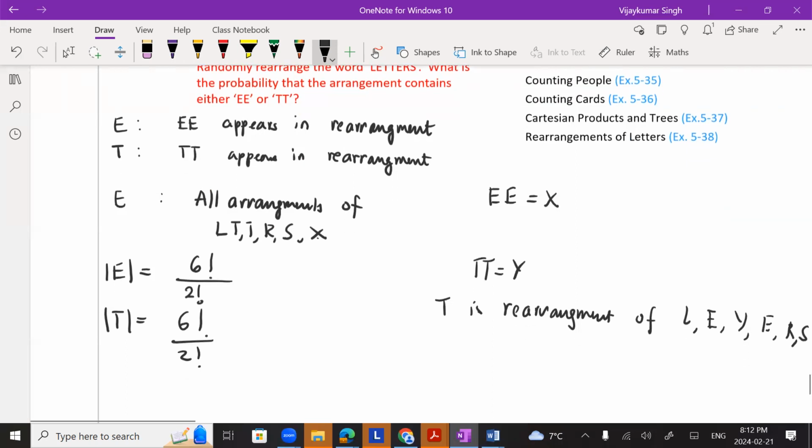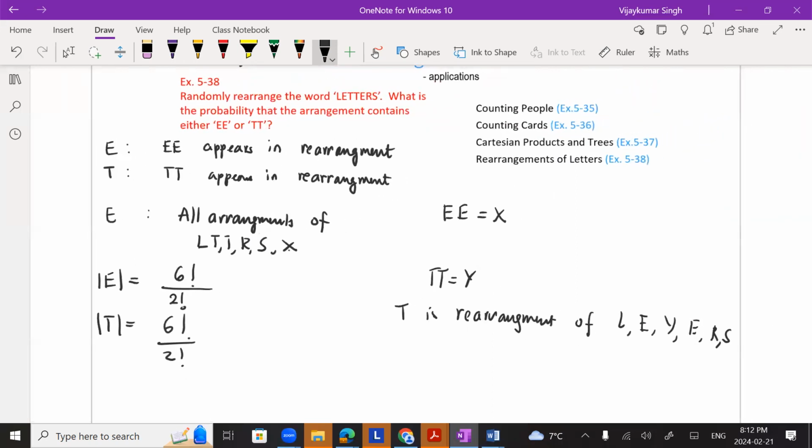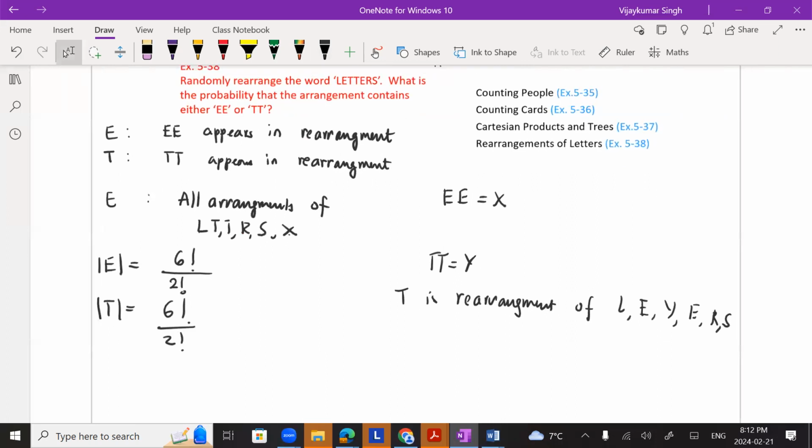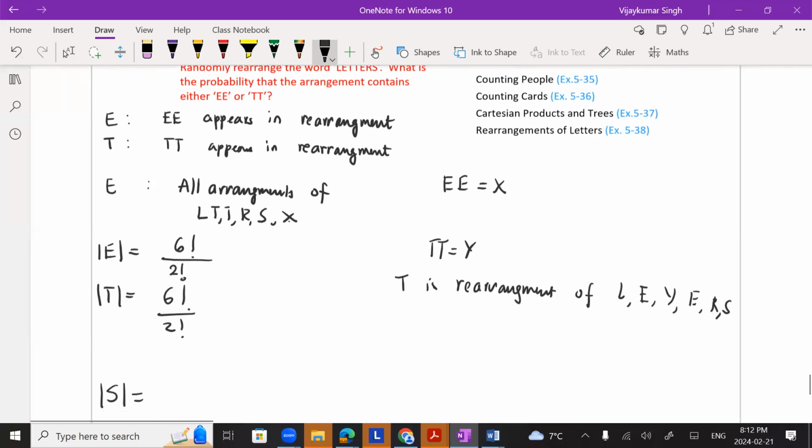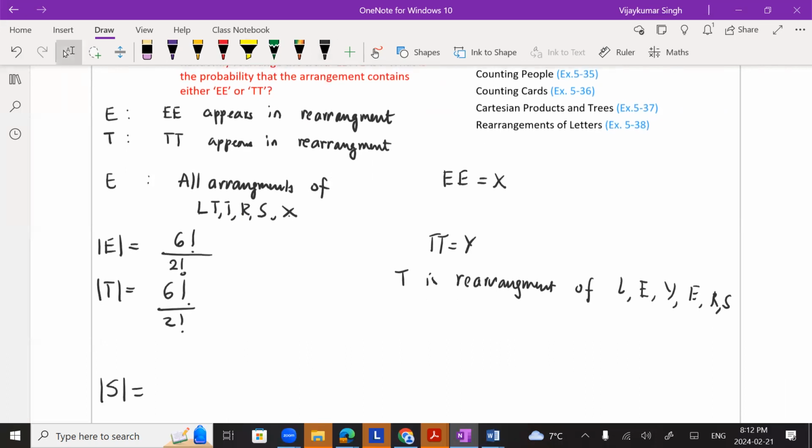Now, generally, we care about the sample space in advance. So let's see what is the size of the sample space. You're looking at all the arrangements of how many letters? 1, 2, 3, 4, 5, 6, 7 letters, right? So it's an arrangement of all 7 letters, but 2 of them are repeating twice. E is repeating, and then TT is repeating. So it's going to be 7 factorial divided by 2 factorial for E and 2 factorial for T. This is the size of the sample space.